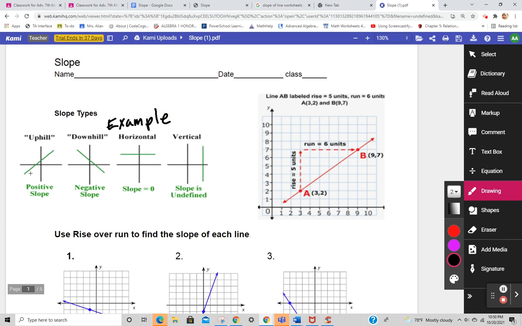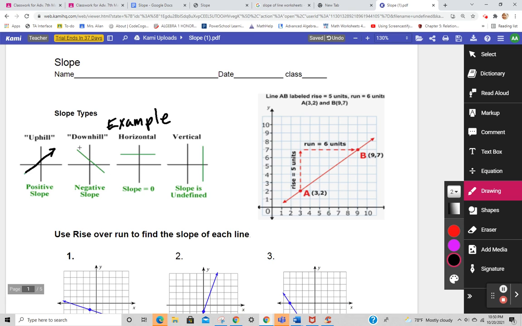So this line here has a positive slope because as you go from left to right, you're going to go up. And that's how you read the graph. You read it from left to right. All right, let's look at the next one.